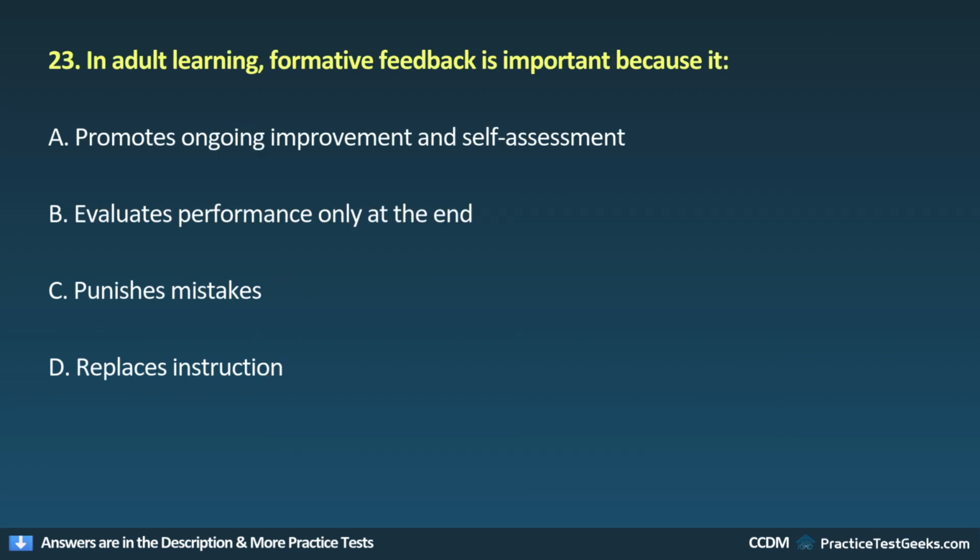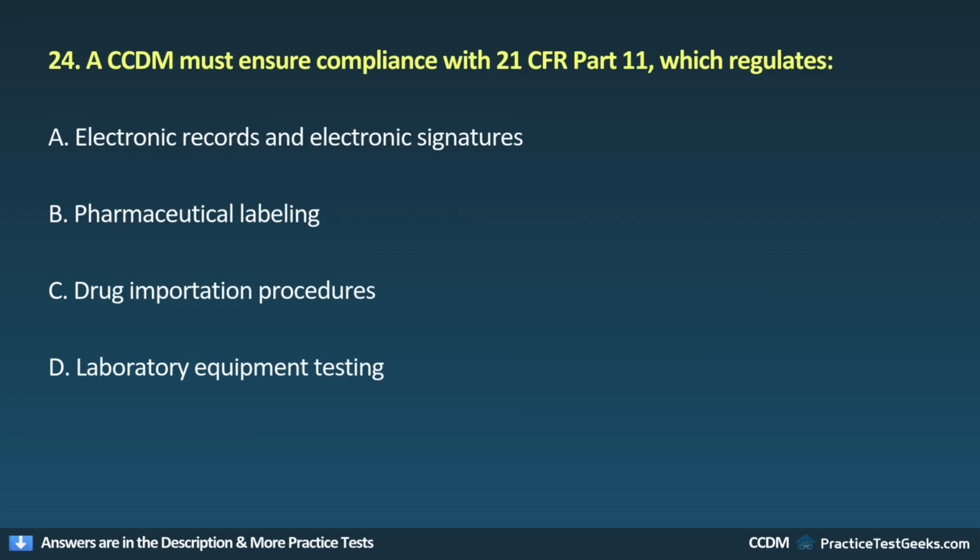23. In adult learning, formative feedback is important because it A. Promotes ongoing improvement and self-assessment. B. Evaluates performance only at the end. C. Punishes mistakes. D. Replaces instruction. 24. A CCDM must ensure compliance with 21 CFR Part 11, which regulates A. Electronic records and electronic signatures. B. Pharmaceutical labeling. C. Drug importation procedures. D. Laboratory equipment testing.